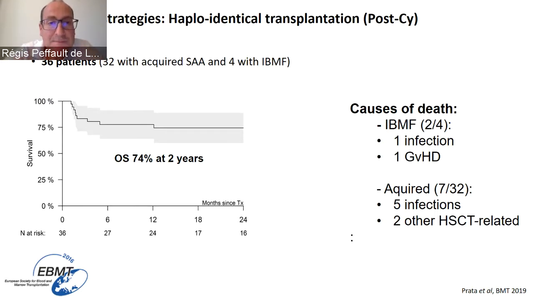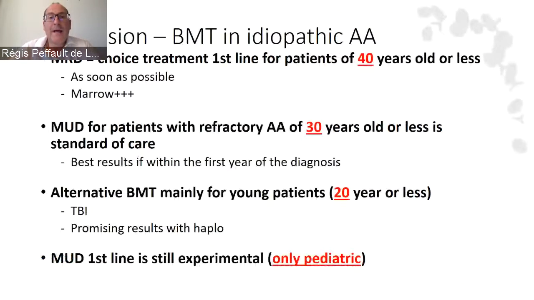So the next slide, it's a kind of summary of what I told you. My task today was to address the place of bone marrow transplantation in idiopathic aplastic anemia in 25 minutes. So basically, as you can see, match-related donors are still doing better. Of course, using marrow to avoid the risk of chronic GVHD as soon as possible.